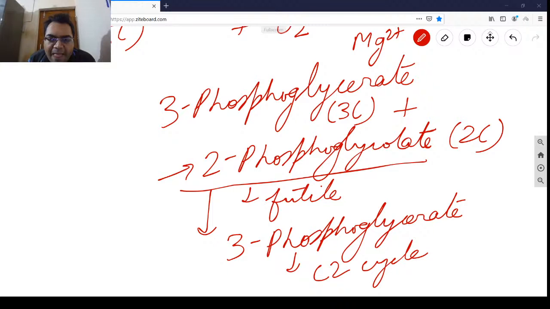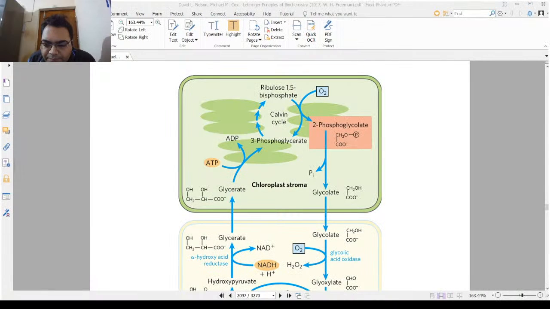Wait. Now you'll be able to see the pathway in a few seconds. In a few seconds it will come on your screen. So this is the pathway that you are supposed to look at.